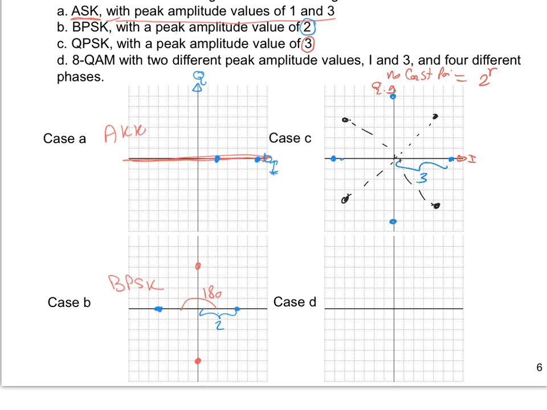The most important thing is that here the phase between the two constellation points is 90 degrees. This is very important. As long as the phase is 90 degrees, why 90 degrees? Because we have four points and we are not allowed to change the amplitude, so we just need to divide the 360 degrees over four points. So we have the phase shift between each two points of 90 degrees.